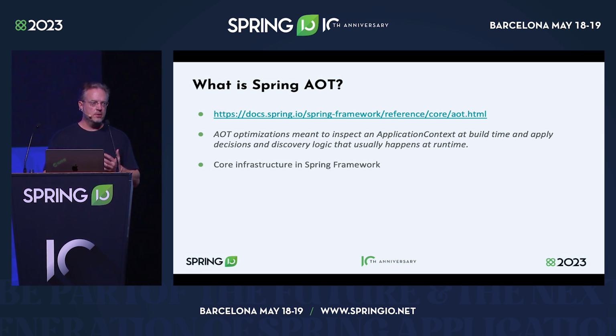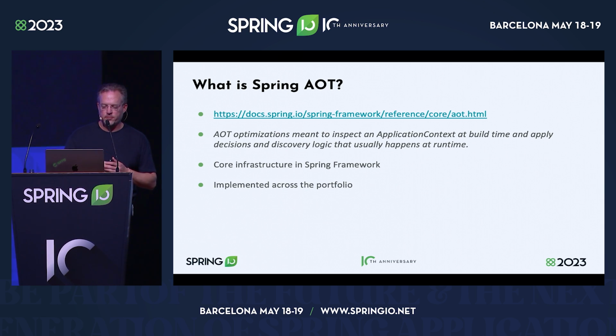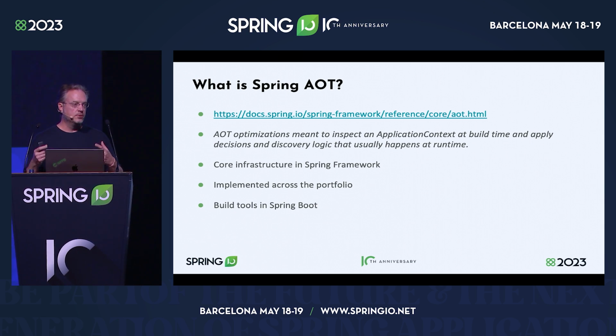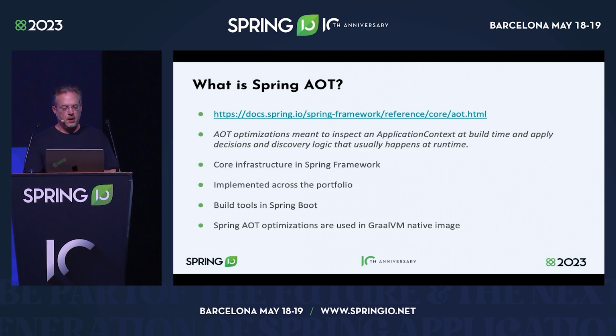So the core infrastructure is all in Spring Framework since 6.0, but AOT support has been implemented across the portfolio in many ways, also native image support. And the build tools are in Spring Boot. And then these Spring AOT optimizations are going to be used. They could be used on the JVM, which I'll show you. But primarily the focus so far has been to use these optimizations when running in a GraalVM native image.